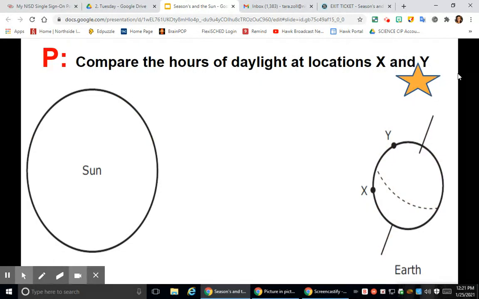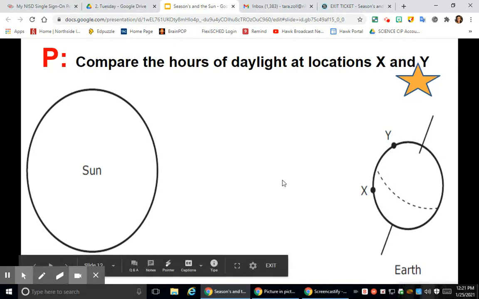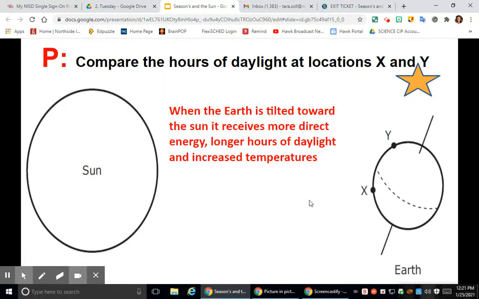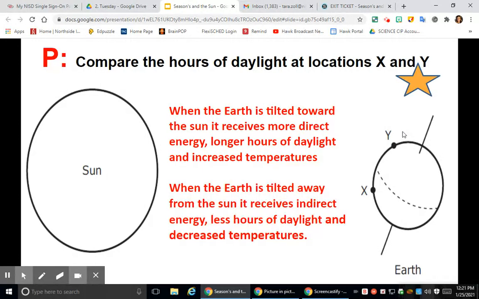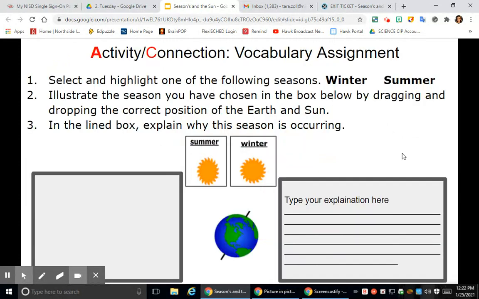Compare the hours of daylight at location X and Y. So if this is the sun, here's the Earth, here's your equator, we can say that location X is receiving more direct energy, so they're having longer hours of daylight and increased temperatures. When Earth is tilted away, like position Y, it receives indirect energy and fewer hours of daylight and decreased temperatures.